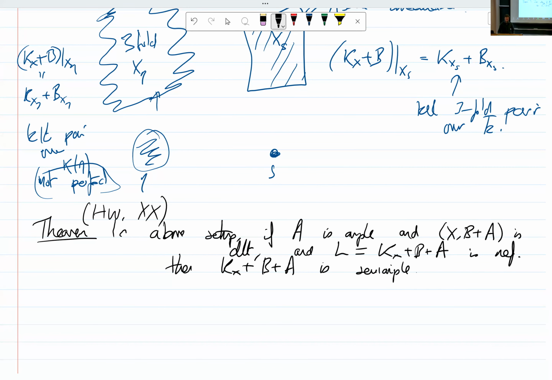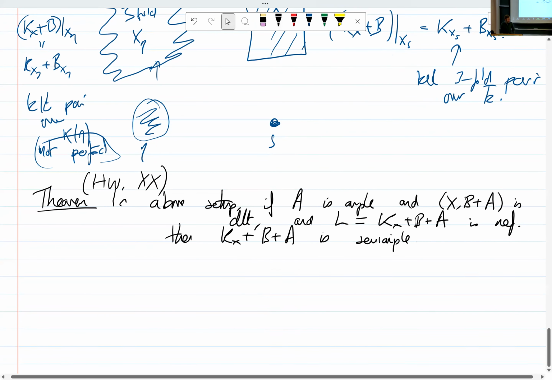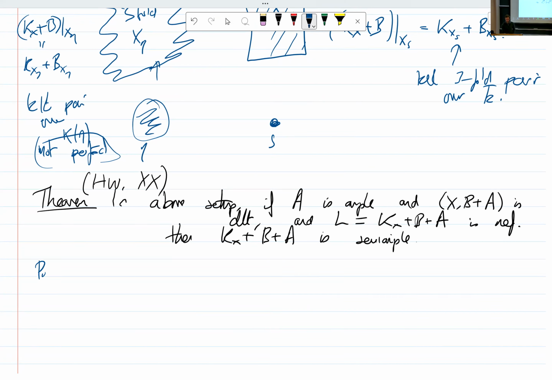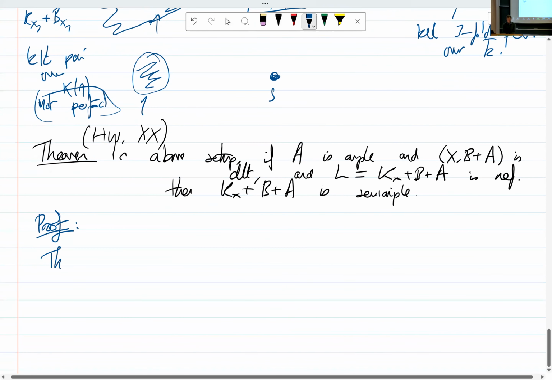Okay, so this proof. Okay, so proof. So I just need to give you another result, and the proof follows in one line, essentially. So the other result is a theorem of Kashiwara-Tanaka.